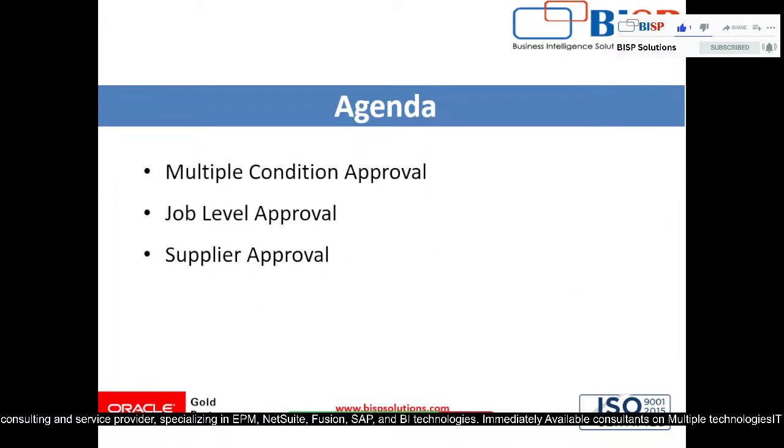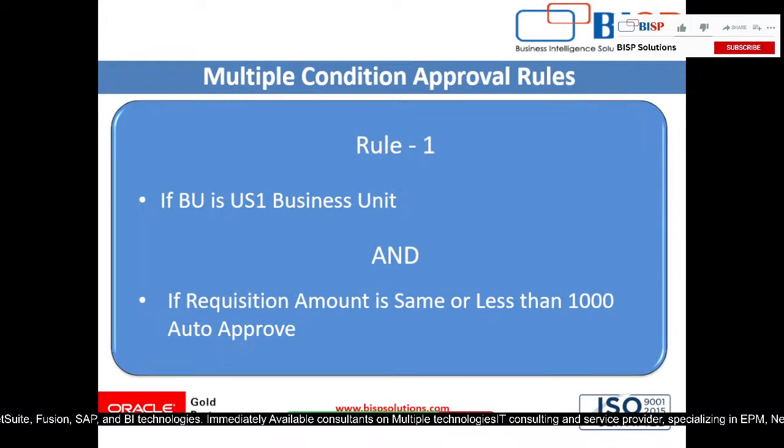So this is our today's topic. It is multiple condition approval, job level approval, and supply approval. Right. So let's start with the multiple condition approval. In multiple condition approval, we can define multiple conditions with the operator AND or OR.